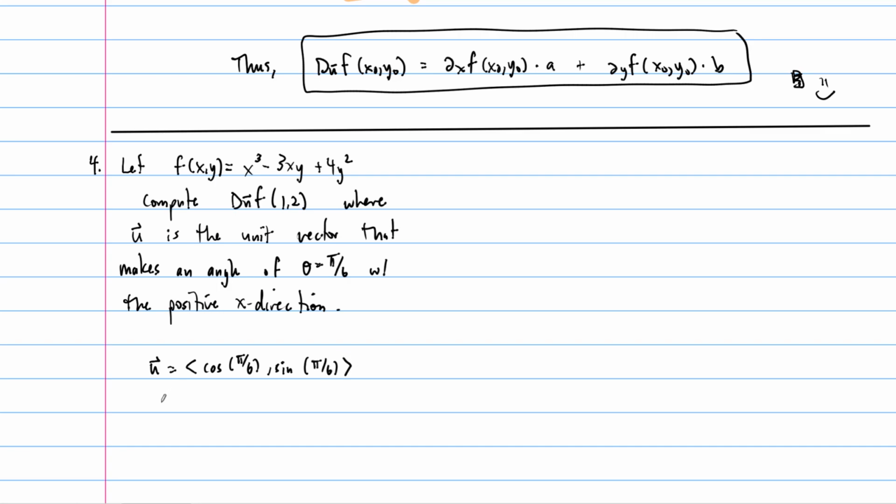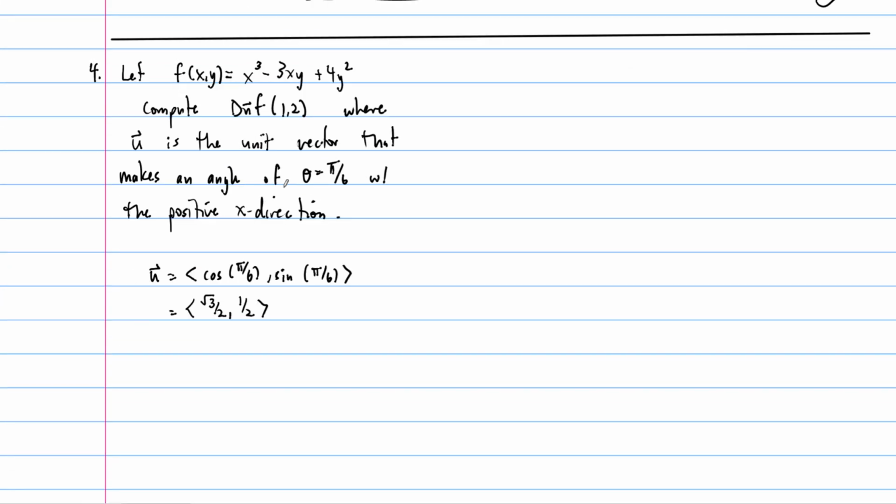And of course, this then tells us that the cosine of pi over 6, right, is root 3 over 2, and the sine of pi over 6 is 1/2. Okay, so there's our unit vector. Our unit vector u is root 3 over 2, comma 1/2, and now we just have to compute the partial derivatives. So let's do it.